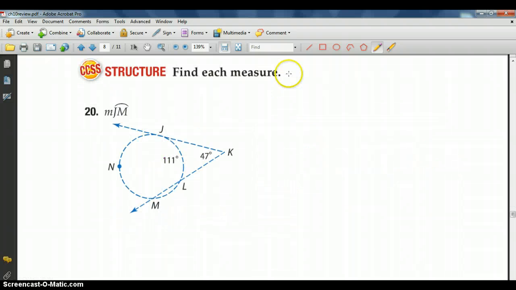On the same page we have number 20. We want to find the measure of arc JM, and I'm going to actually insert N in there, JNM, because it's a major arc, so we should have 3 letters. So I think that was just a typo. So the measure of arc JNM. We'll call that X.